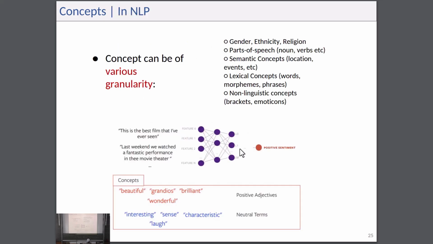In NLP, you can kind of do the same. However, concepts in the NLP field are usually words or just small sentences.